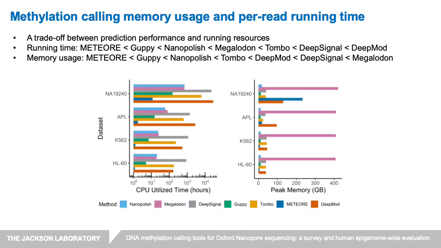For running time and peak memory, Nanopolish and Megalodon usually ran shorter than DeepSignal. Nanopolish consumed limited peak memory, but Megalodon required a much larger peak memory for running, and there is a trade-off between methylation calling performance and running resources.